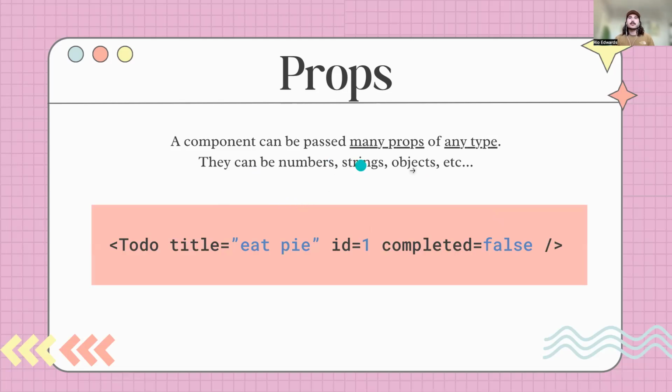A component can be passed many props at the same time, and they can be many different types. They can be numbers, strings, objects, etc. So here we're passing in a prop called title, eat pie, and that's a string. We're passing an ID, which is a number, 1, and completed, which is a Boolean of false.